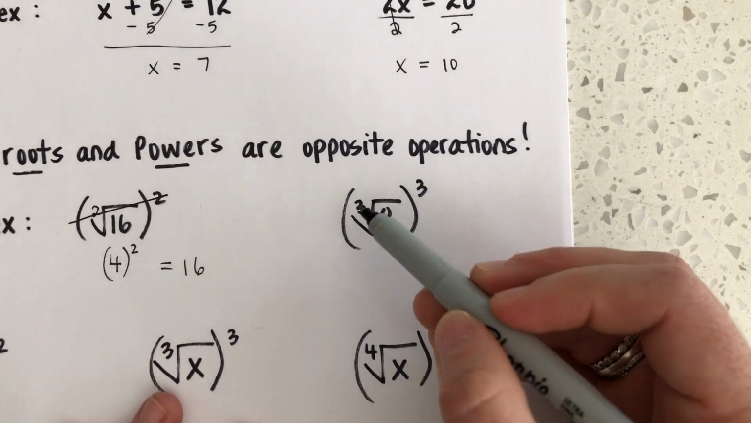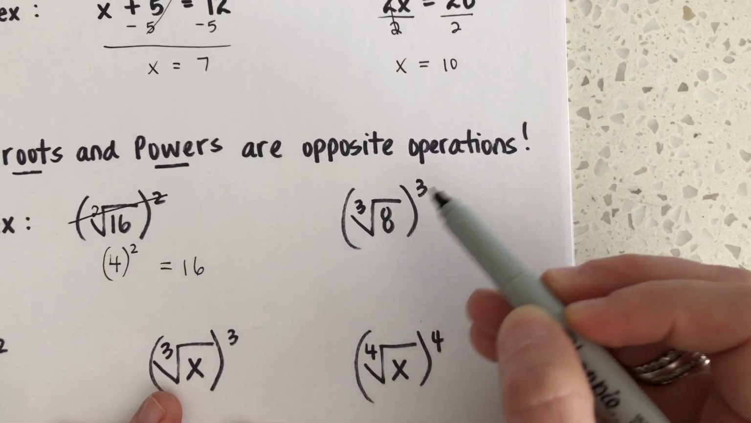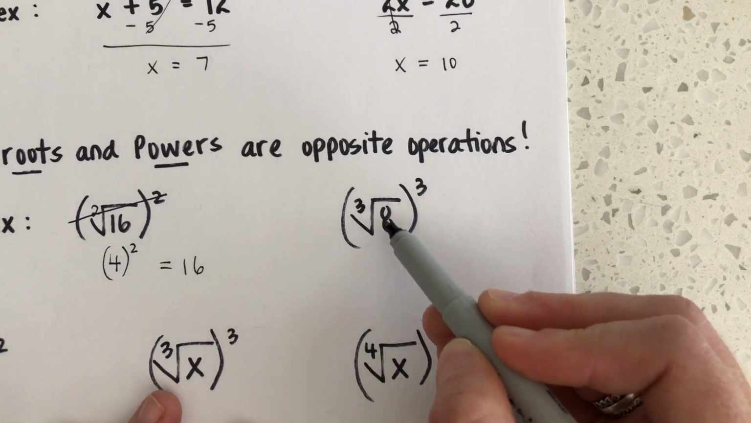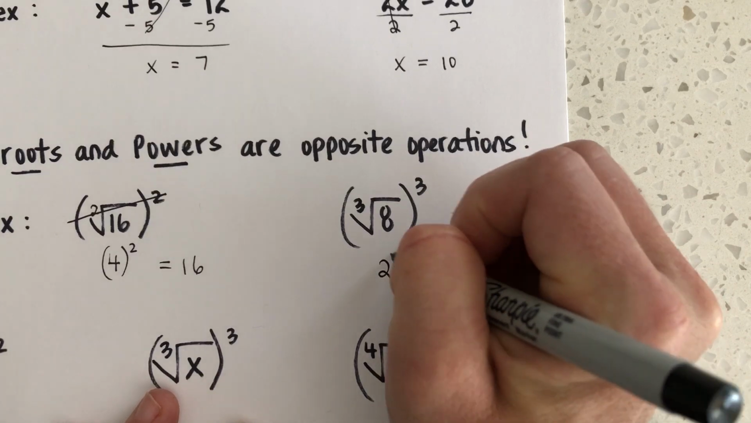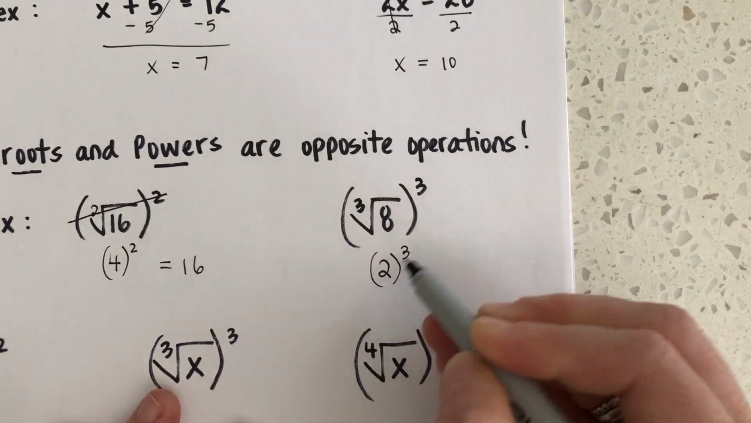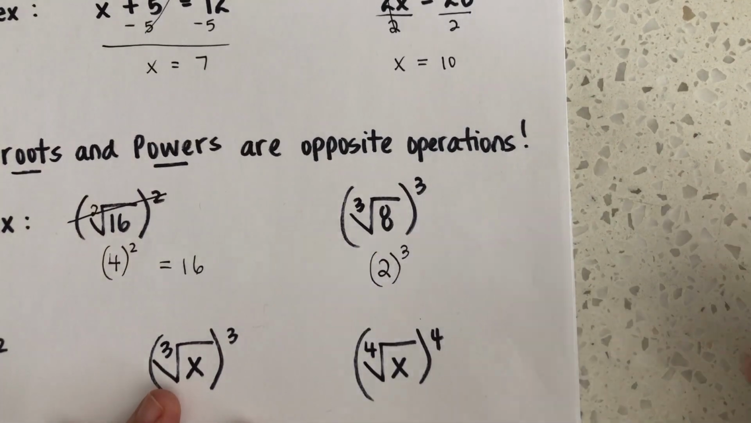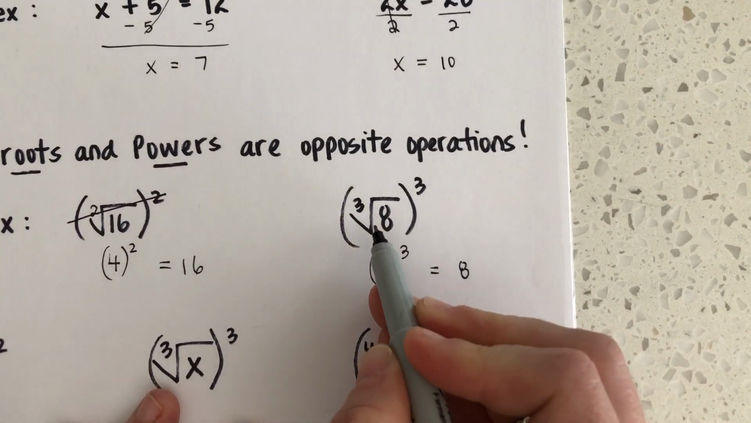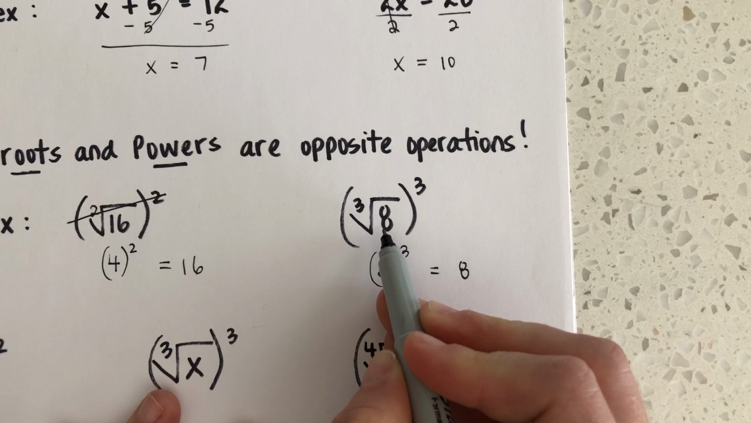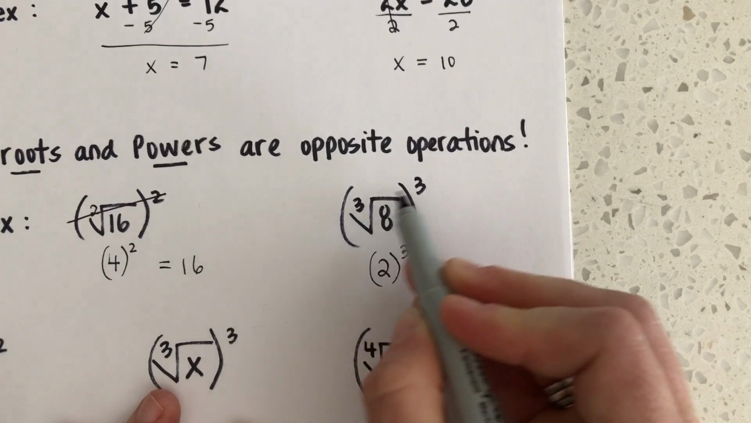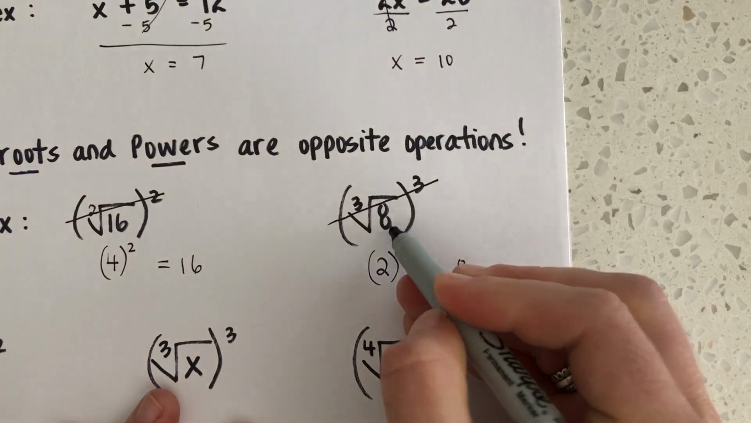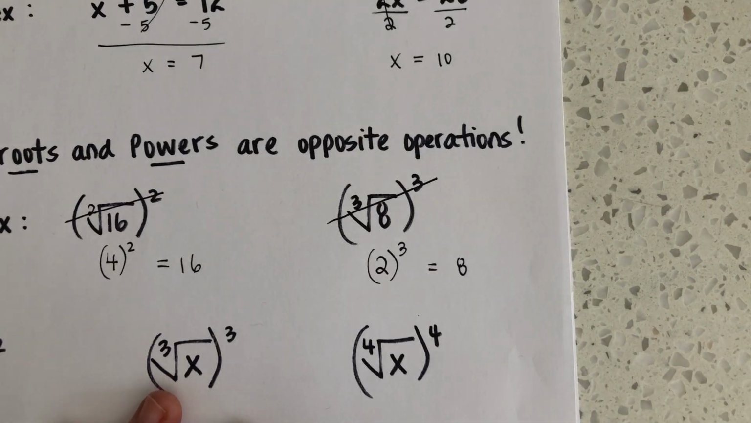Look at this one. What is the third root of 8 raised to the third power? Well, technically we would do inside first. The third root of 8 is 2. 2 to the third power, 2 times 2 times 2, is 8. So again, you're left with the same number that was under this radical, because essentially what was this third root and this power of 3 doing to each other? They are canceling each other out and just leaving you with the number underneath, okay?